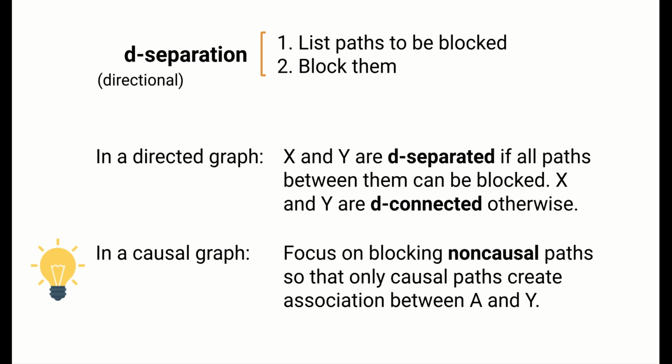In a causal graph, we use D-separation to find a conditioning set that specifically blocks all non-causal paths, so that only causal paths are creating association between treatment and outcome. In this way, we can achieve conditional exchangeability. This means that we can condition on, hold constant, the variables in the conditioning set and compare observed outcomes between treatments fairly. Regression modeling is one way to do this, and we'll make that clear in the next video.